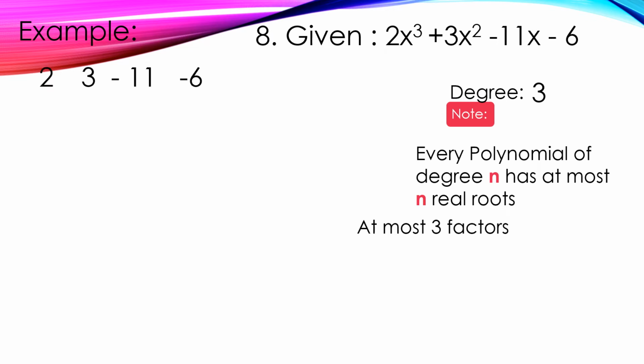So, using synthetic division, you're going to bring down all the coefficients. So, we have 2, 3, negative 11, and negative 6.